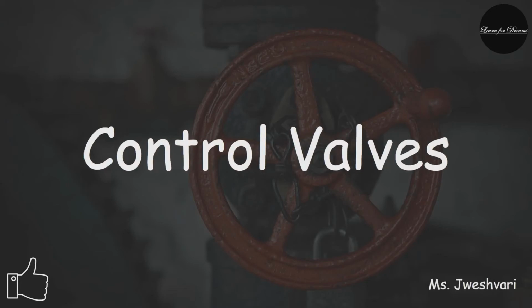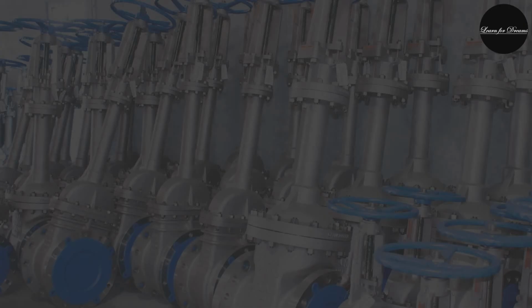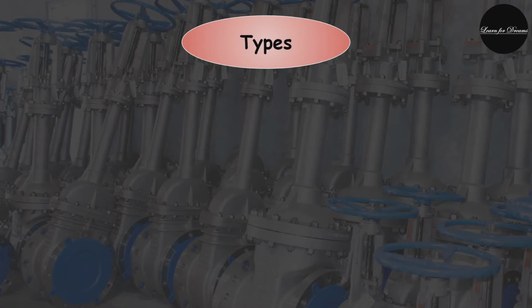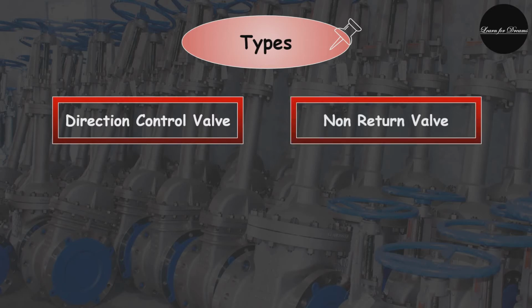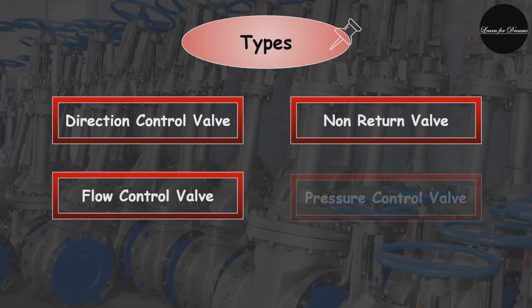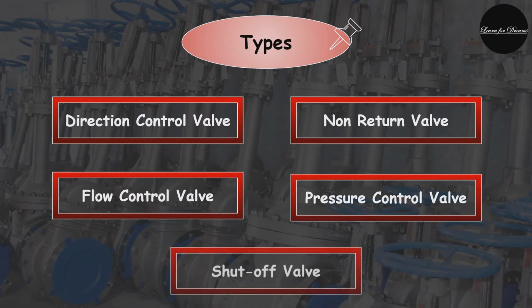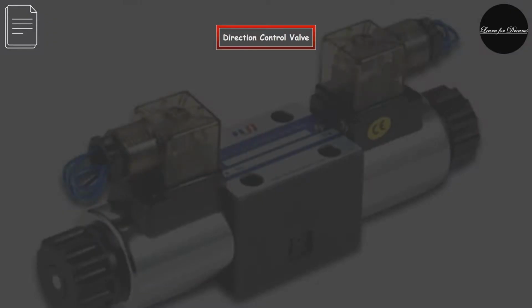Today we will see more about control valves, types and symbols. Now let's see the types of control valves. There are 5 types of control valves: direction control valve, non-return valve, flow control valve, pressure control valve and shut-off valve. We will see one by one.